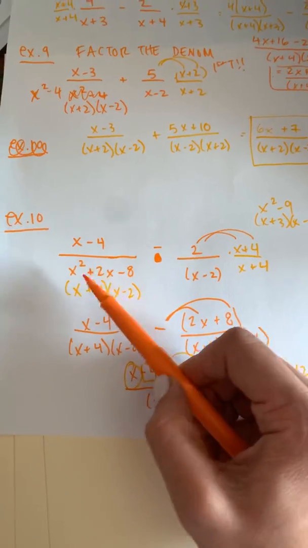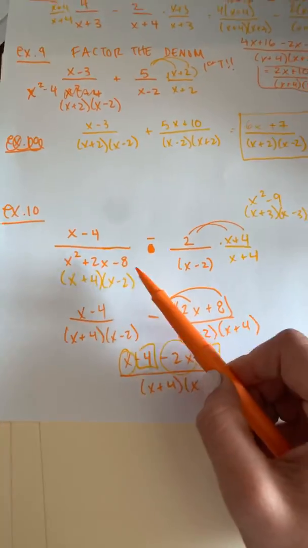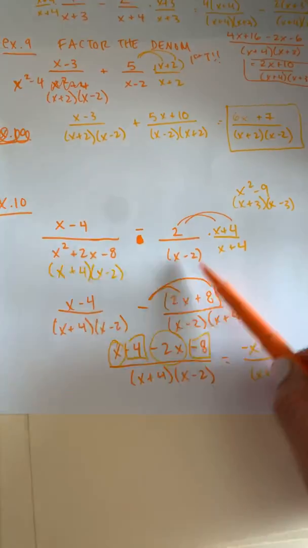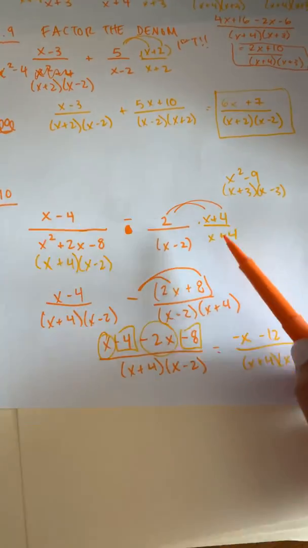If you can factor the denominator first, do it. So I factored this denominator. This guy can't factor. The only thing this side is missing is x plus 4 over x plus 4.